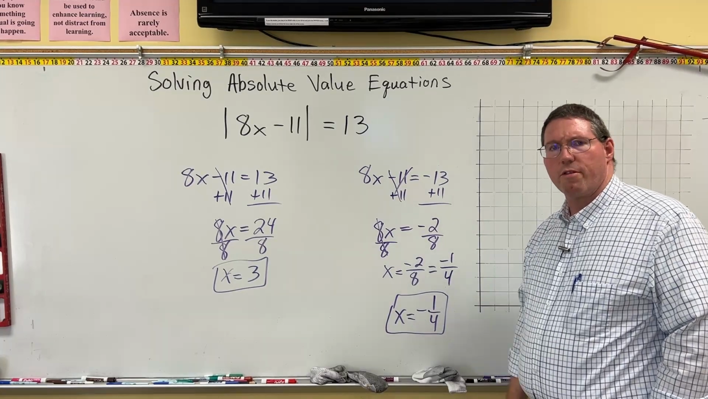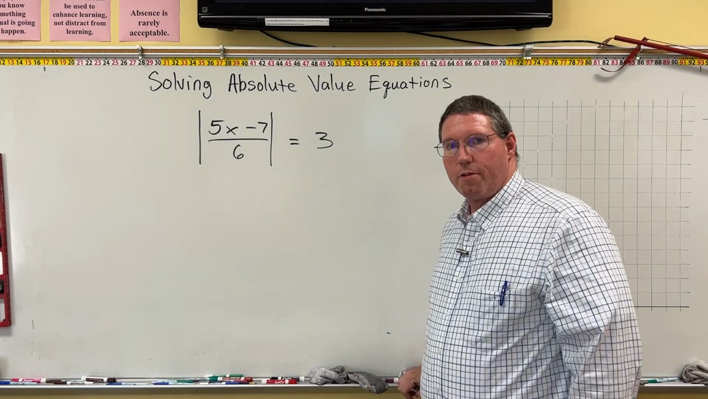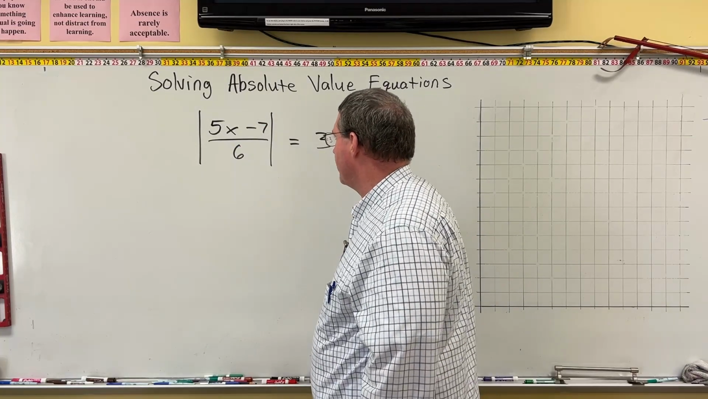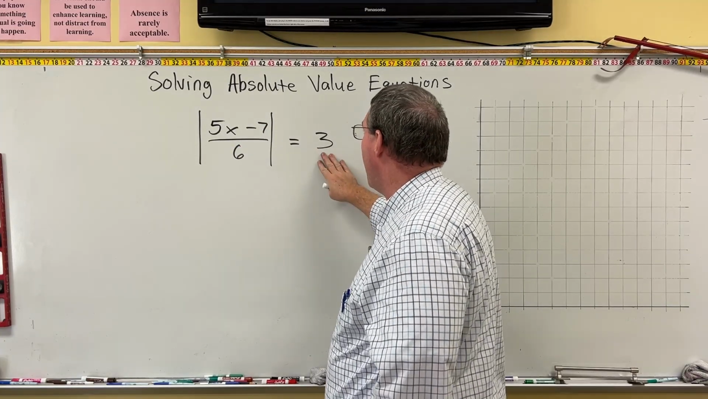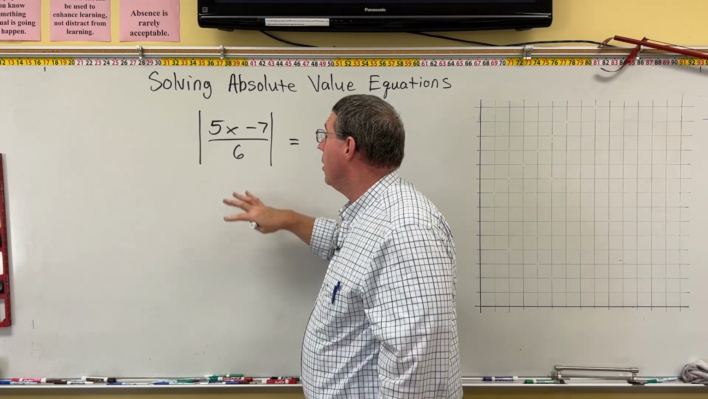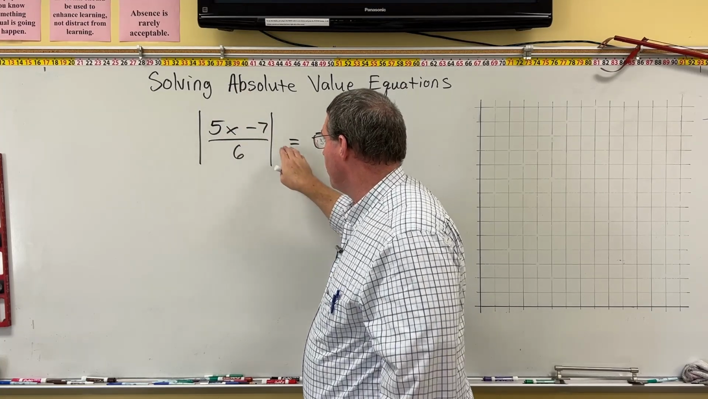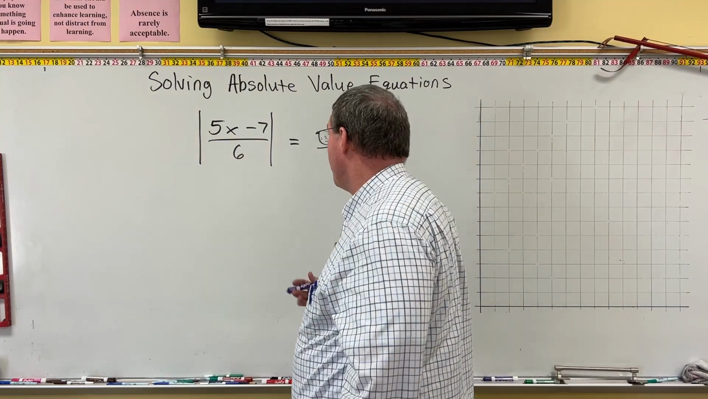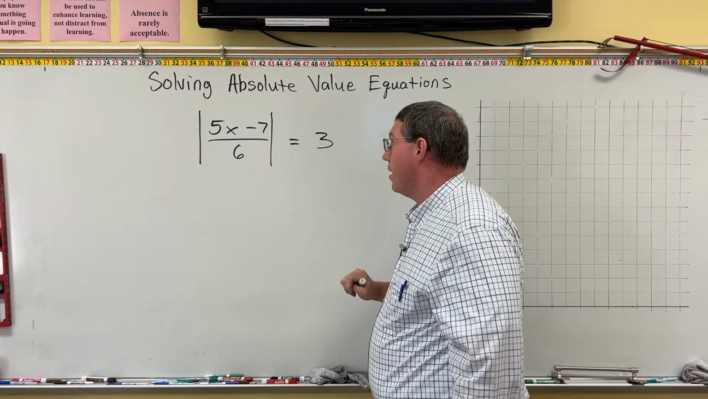Let's do one more example for this lesson. All right, so here's our last example. We have the absolute value of this fraction thing is equal to positive 3. And so this is okay. We have an absolute value is equal to a positive number 3. Okay? And so we definitely have solutions because this is not a negative number.